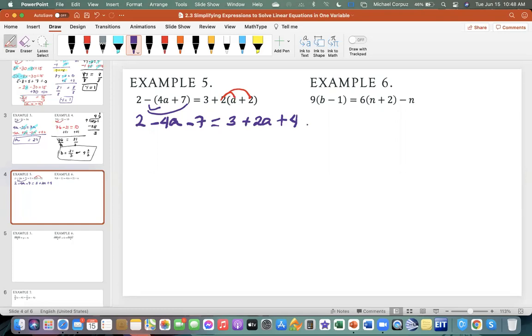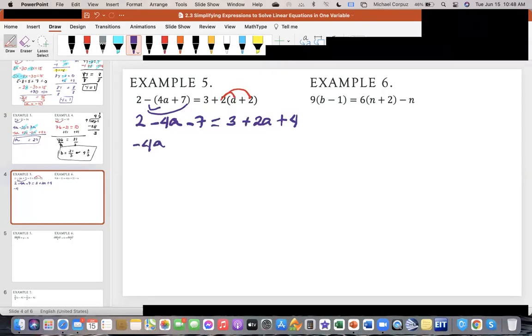Notice there are 3 terms. We need to combine like terms. Combining like terms means we rearrange. So we have negative 4a. We can now put positive 2 plus 2 minus 7. We have 2a here. We can now combine 3, 4.